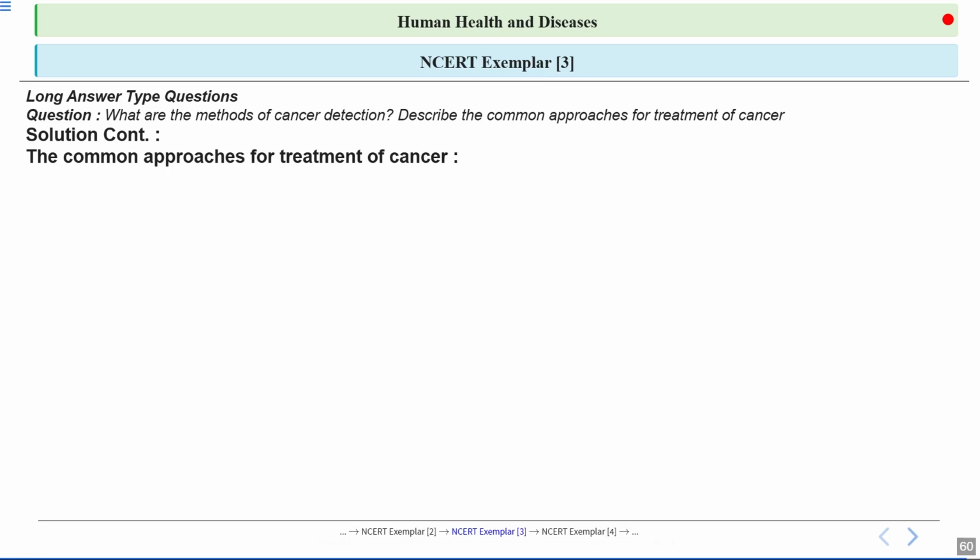What are the common approaches for treatment of cancer? There are many strategies which doctors can use to fight cancer in patients. The first approach is surgical removal of the tumor. This means physically cutting out the cancerous tissue from the body. The second approach is irradiation of the tissues, also known as radiation therapy. Here, high energy rays are used to kill cancerous cells.